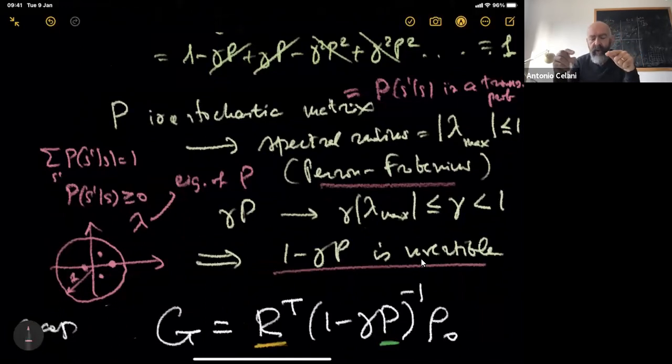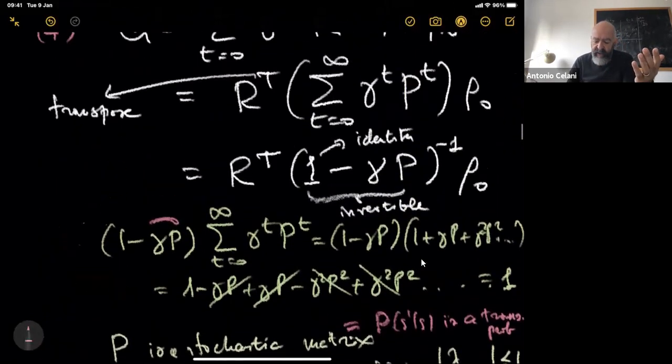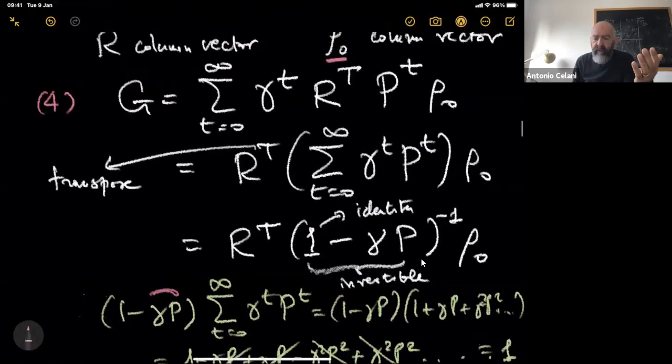And if 1 minus gamma P is invertible, then we can manipulate things like we did. And we can explicitly write down this object here, (1 minus gamma P) inverse. It wouldn't be possible otherwise. Okay, so again, this is plain linear algebra. Many things you're probably not familiar with or you forgot, but nothing mysterious so far. So we have completed step 1.